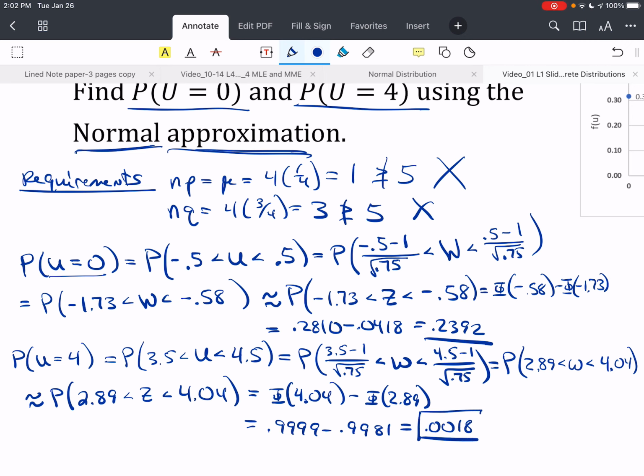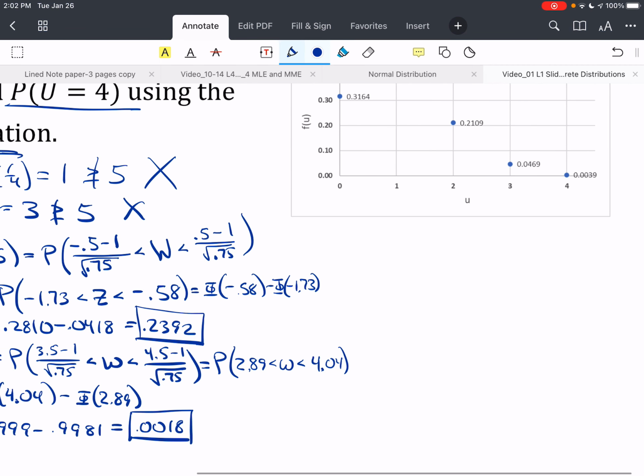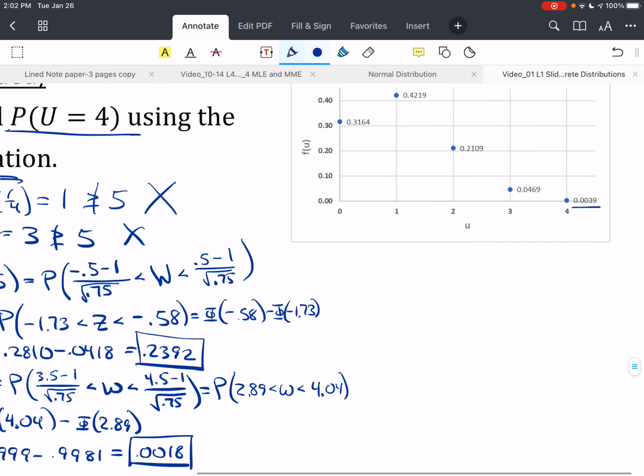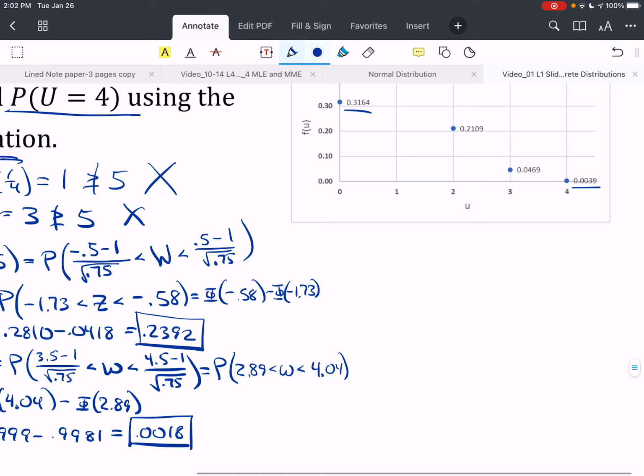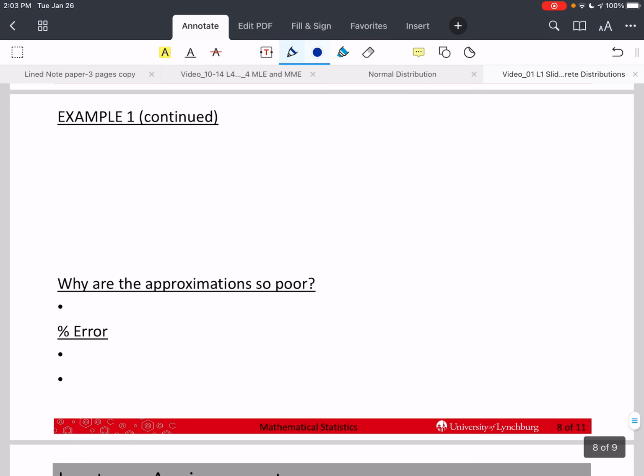Now, these are the approximations. How close is it to the real? This is more than 50% below this. And this one is about 30-some percent below that. How do I calculate that? Well, why are the approximations so poor? Because np is not greater than or equal to 5, and nq is not greater than or equal to 5, both of those. And so how do we calculate percent error?